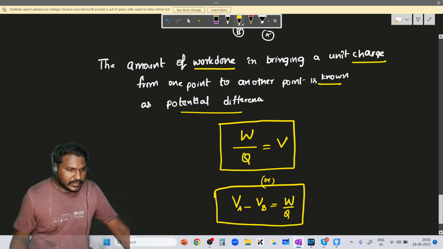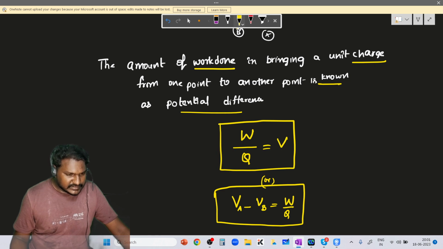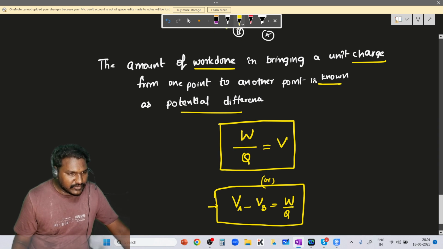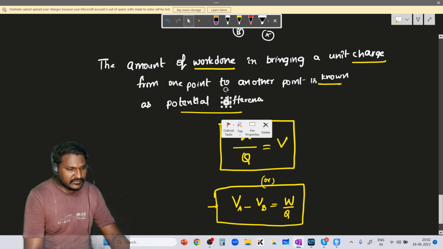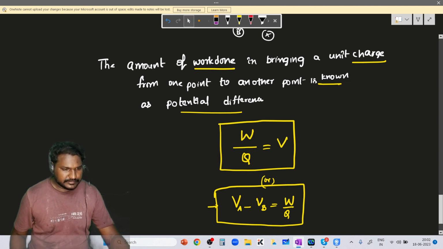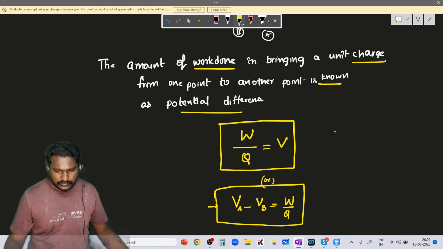Usually we denote it by the single letter V. V is known as potential difference, or if you want to make it very clear, you can write it as VA minus VB is equal to W by Q. The amount of work done in bringing a unit charge from one point to another point is known as potential difference. That's it.